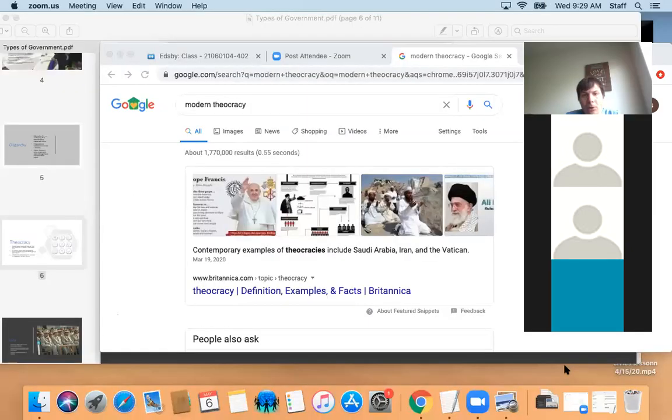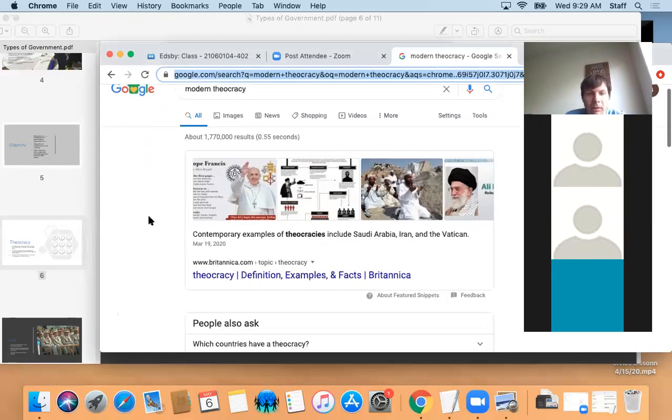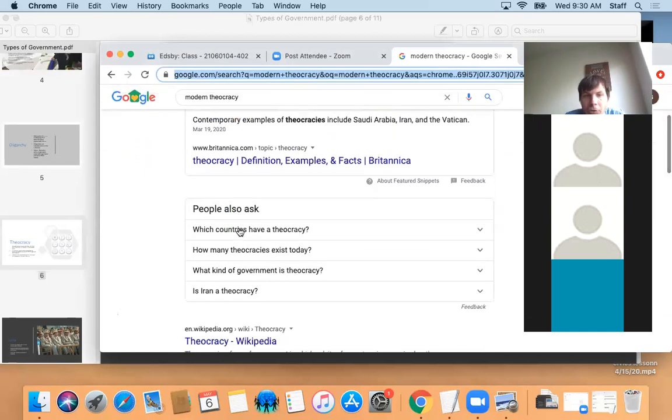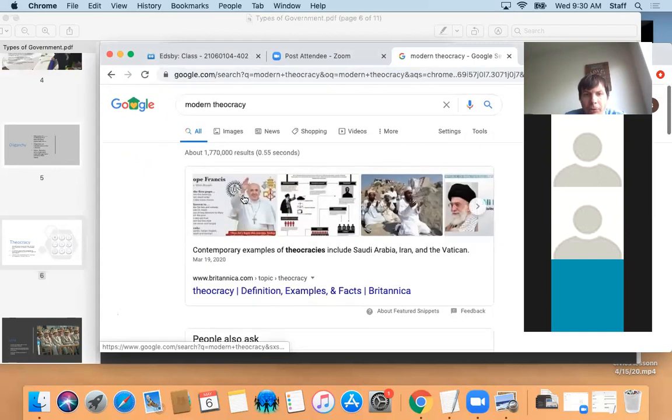I'm going to show you my Google page. What did I search? You searched modern theocracy. I'm looking for a country today, and so I can just kind of go through which countries have a theocracy. Did you guys know what Vatican City is? Yeah, I've heard of it. Who's this dude? Oh, that's the Pope.